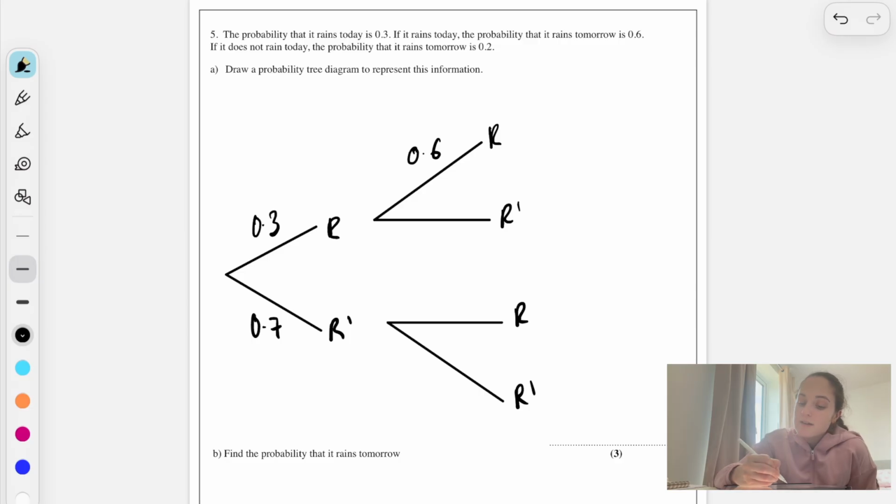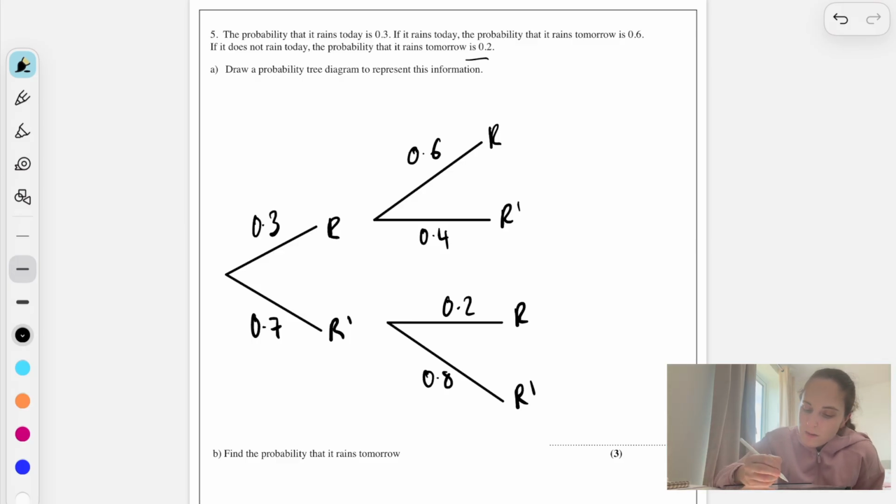And therefore, the probability of not raining, because the branches need to add up to 1, that's going to be 0.4. It then says, if it does not rain today, the probability that it rains tomorrow is 0.2. So given that it didn't rain, the probability of raining is 0.2. So I'm going to put that there. Now the probability of not raining, because again, probabilities add up to 1, that's going to be 0.8.